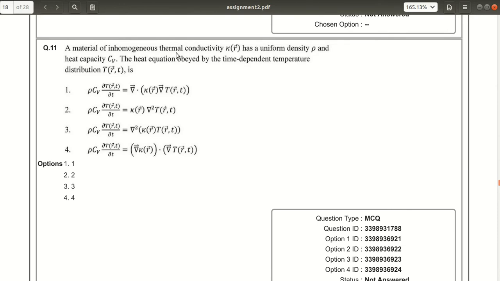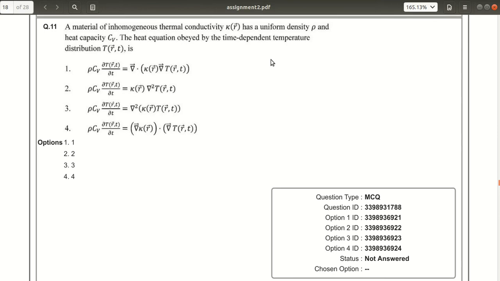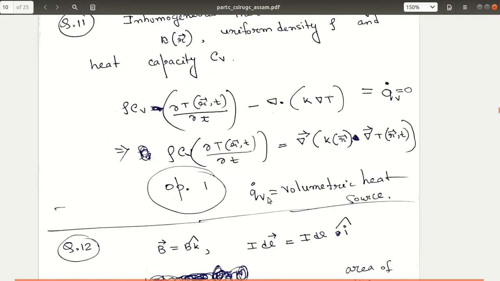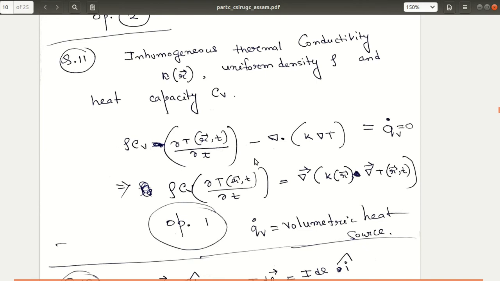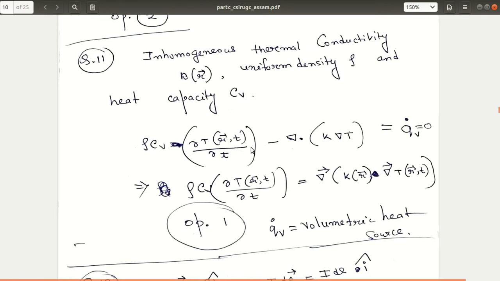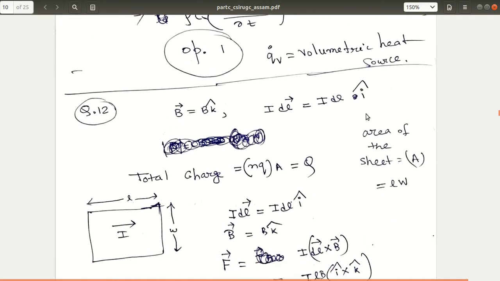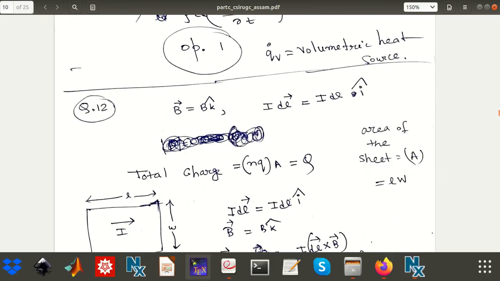Okay, a material with inhomogeneous thermal conductivity kappa of r, uniform density rho and heat capacity sigma V. The heat equation obeyed by the time independent temperature T(r, t) is basically this. You can find this on Wikipedia also. The usual equation is rho Cv, which is specific heat, del T by del t minus grad of (K gradient of T) equal to Qv dot, which is the volumetric heat source. You can find this equation on Wikipedia. This will follow for inhomogeneous thermal conductivity. Now question number 12.